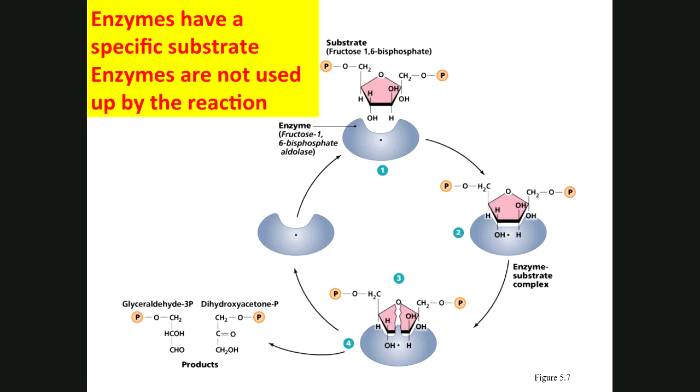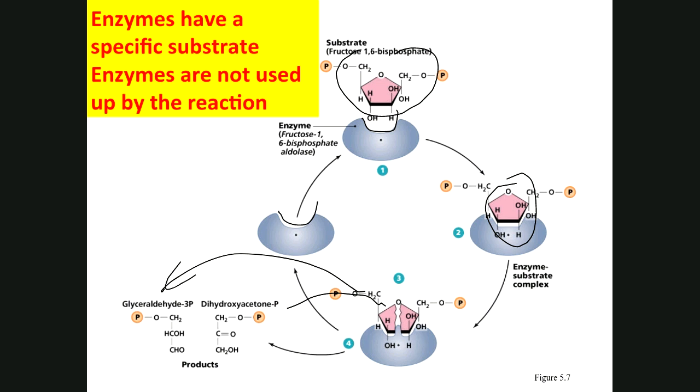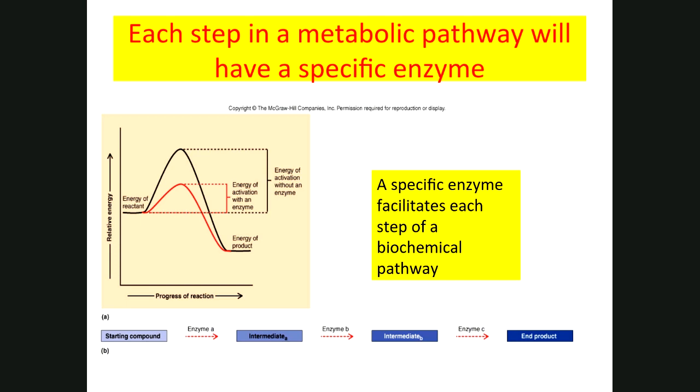You remember this probably from biology, that enzymes are specific for their substrates, so that they only carry out specific chemical reactions. So the reactants will sit in the active site of the enzyme. The reaction will take place, and then the products will leave, and the enzyme now is free to pick up more reactants, more substrate. So they're not used up by the reaction. Because enzymes are specific in a metabolic pathway, each step in the pathway needs a specific enzyme.